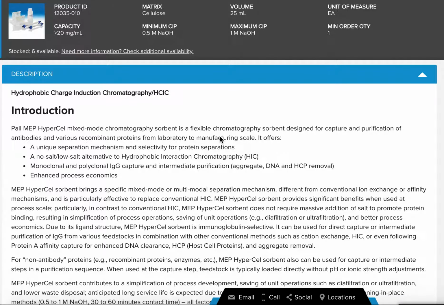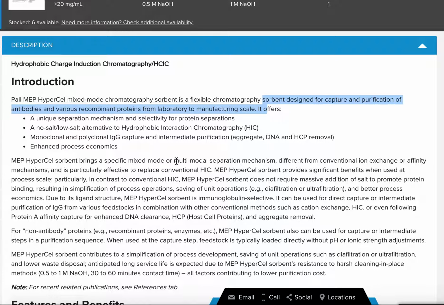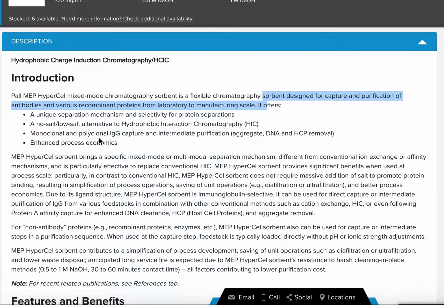So basically, it's a capture and purification of antibodies. This sorbent is designed for capture and purification of antibodies and various recombinant proteins from laboratory to manufacturing scale. A unique separation mechanism and selectivity for protein separations, a no salt, low salt alternative to hydrophobic interaction, and enhanced process economics. Monoclonal and polyclonal IgG capture and intermediate purification, aggregate, DNA and HCP removal.